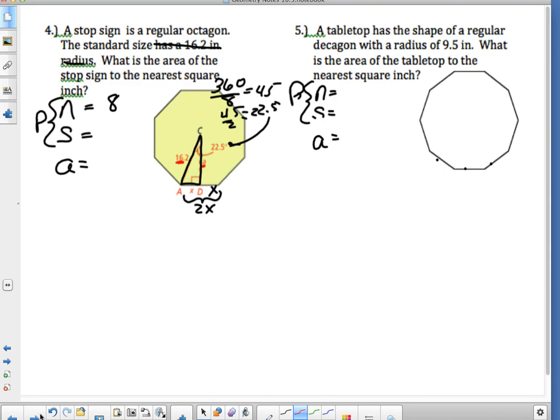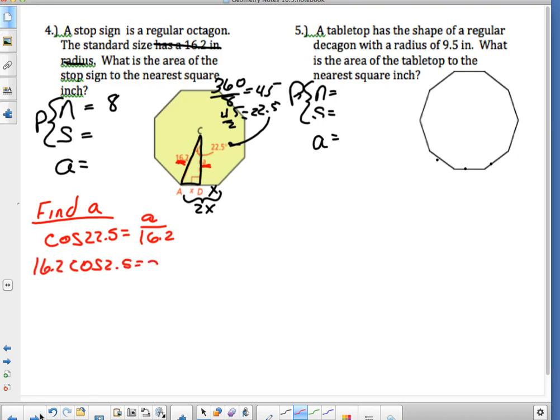So now, we're going to find the apothem, find A. And again, I'm using sine, cosine, tangent. A is adjacent, and 16.2 is my hypotenuse. Adjacent over hypotenuse is cosine. So I have cosine of 22.5 is equal to adjacent over 16.2. I multiply by my hypotenuse and I get 16.2 cosine of 22.5. That is A. Now again, I'm not going to multiply this out. I'm just going to write it in as 16.2 cosine of 22.5.